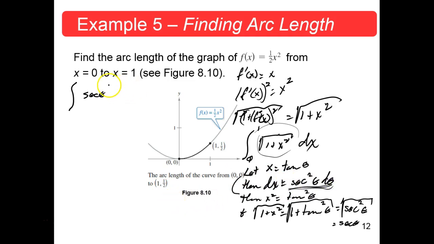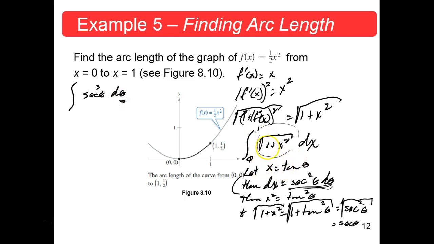Yes, secant squared theta, d theta. Well, if I have 1 secant theta, multiply it by secant squared, that'll be secant cubed theta, d theta. So there's our new integral, except we don't have the limits on it. Okay? So let's back up a bit. The 0 and 1 are our limits on x. But we're looking now for thetas.